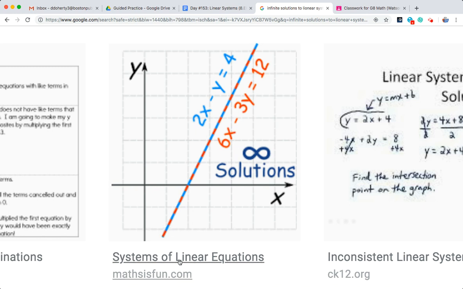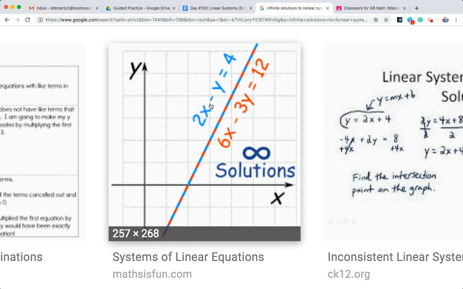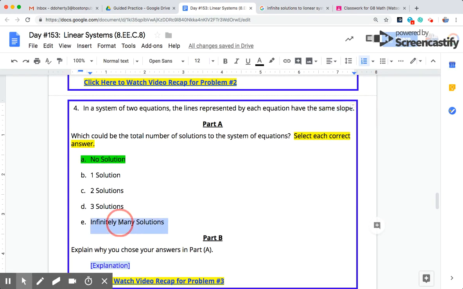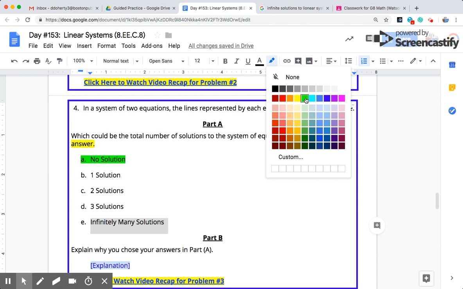Here we see on this graph, this linear system, these are two different equations graphed out. They look to be two different equations, but when graphed we see they're equivalent equations, and that's going to result in infinitely many solutions. So that's how we know E is the second correct answer here.